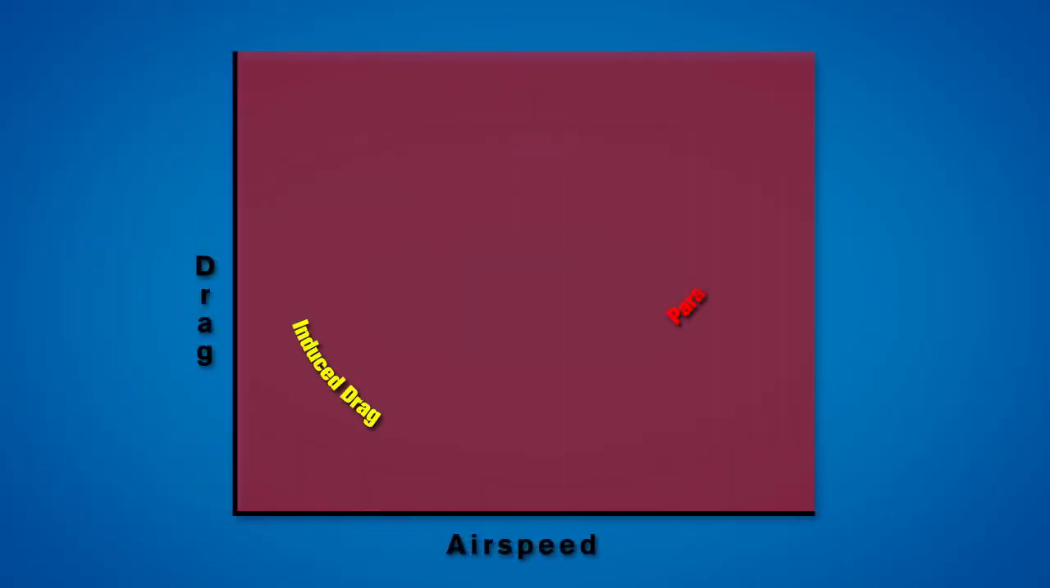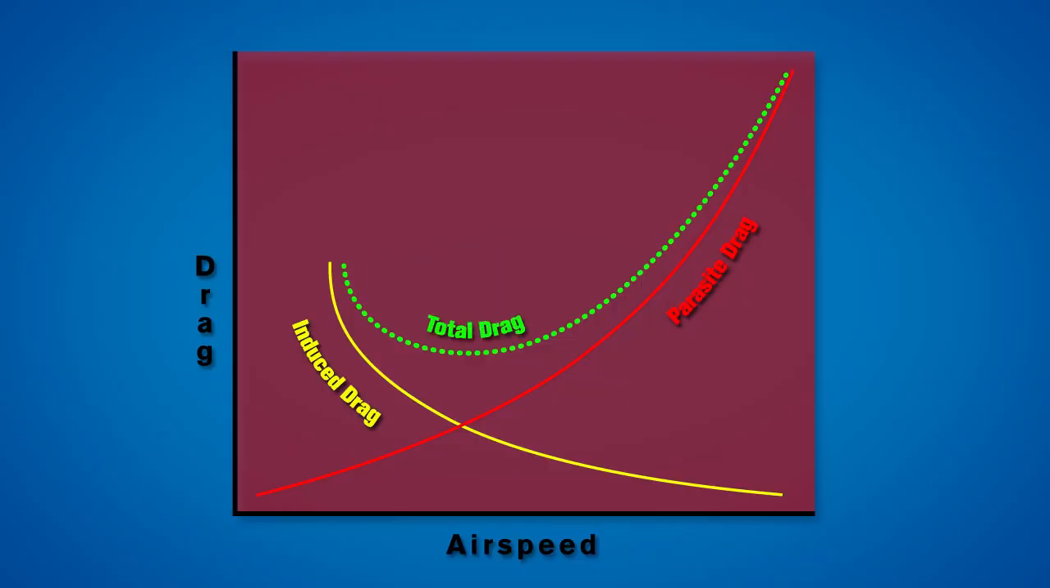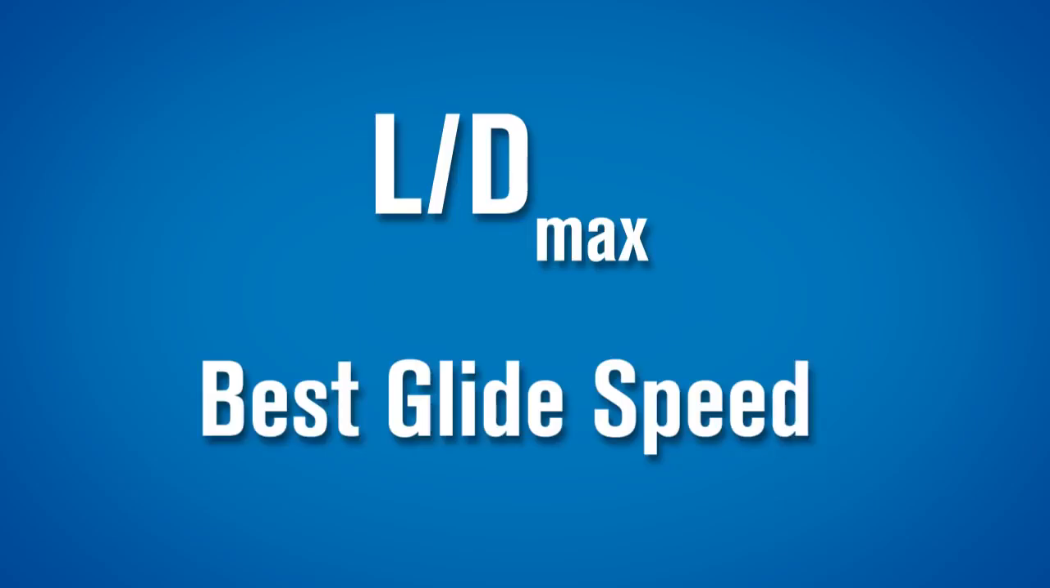If we take both induced and parasite drag, plot them on a graph, and add them together, we get a new curve representing total drag. The lowest point on the total drag curve shows the airspeed at which we make the most amount of lift and the least amount of drag. This value is called L over D max, or as pilots know it, our best glide speed.